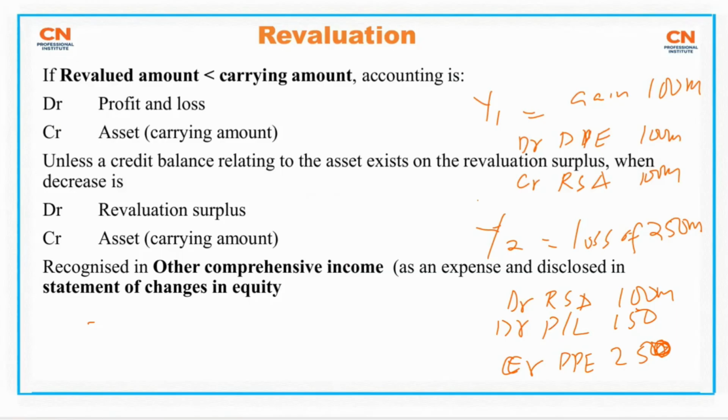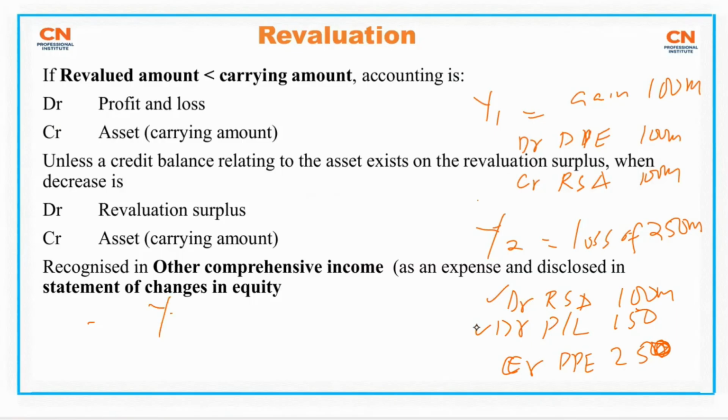Initially, we're having a balance of 100 million in the revaluation surplus account. We made a loss of 250 million. So out of the 250, we take 100 to the revaluation surplus account to reduce the balance to zero. Then there will still be a loss of 150, which we record in P&L. That's why I debited P&L with 150 and credited the revaluation surplus account.